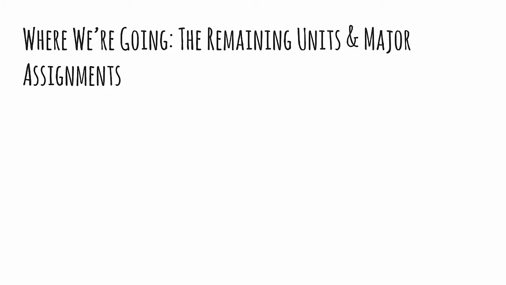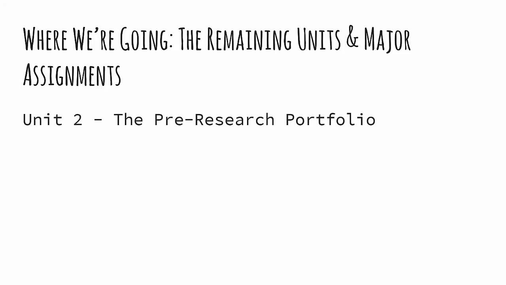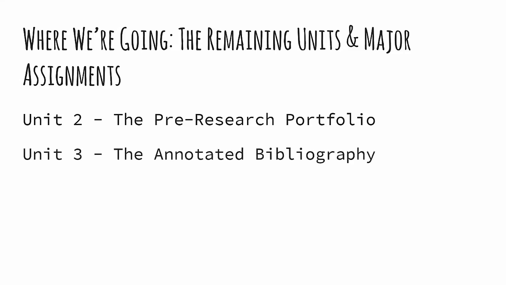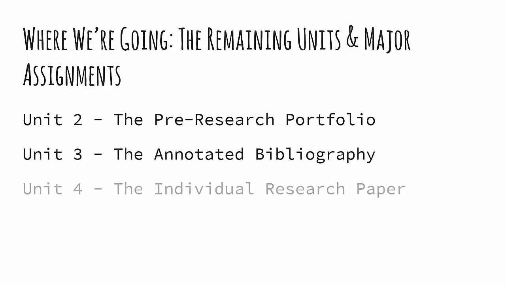We're going to do these three things in 3 steps. We'll begin with Unit 2, which is an assignment called the Pre-Research Portfolio. From there, we'll move to Unit 3, which is the Annotated Bibliography assignment, and then finally in Unit 4, we'll work on the individual research paper.